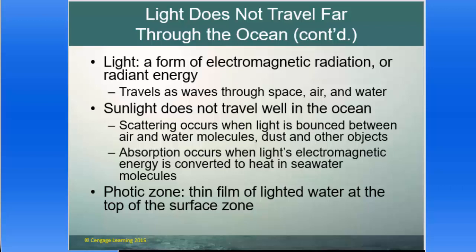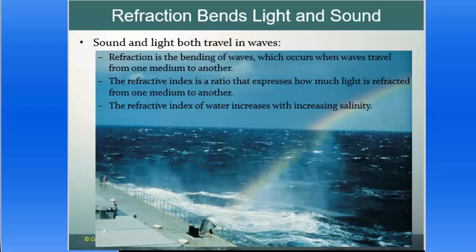Because of the scattering of light by water molecules and air molecules, and because of the absorption of electromagnetic radiation by water molecules, there's only a thin film of lighted water at the top of the surface zone, and that thin film is called the photic zone. So sound and light both travel in waves, and because they travel in waves, there can be refraction or reflection or scattering or absorption, as I said.